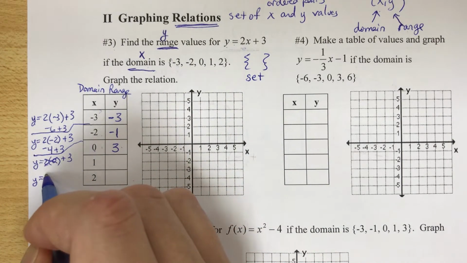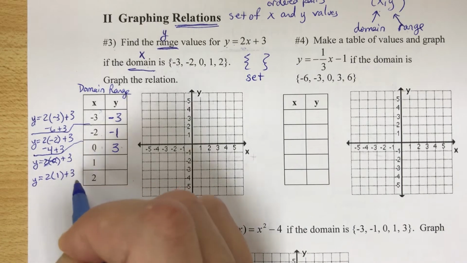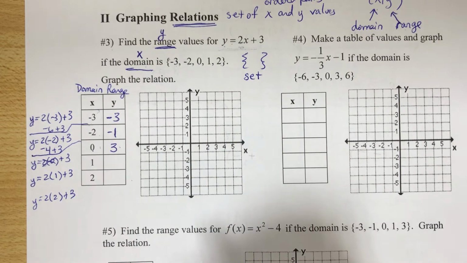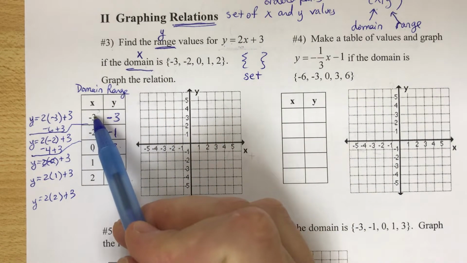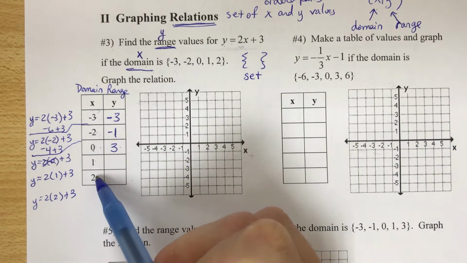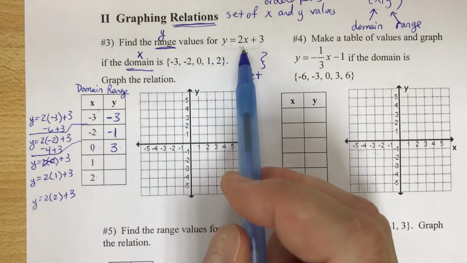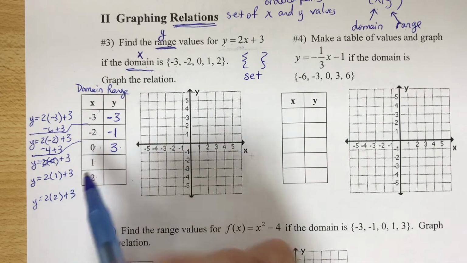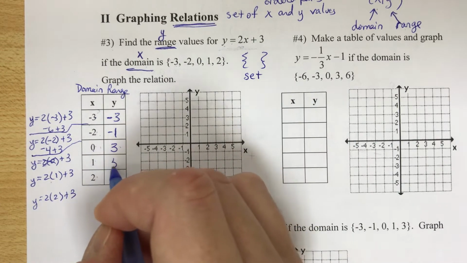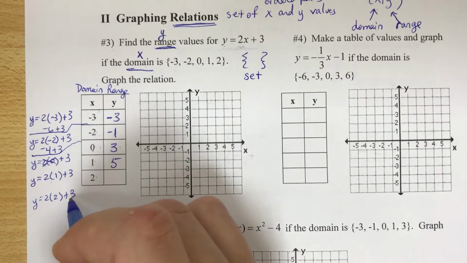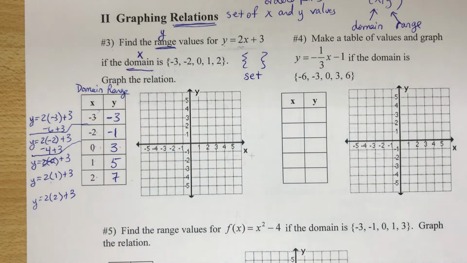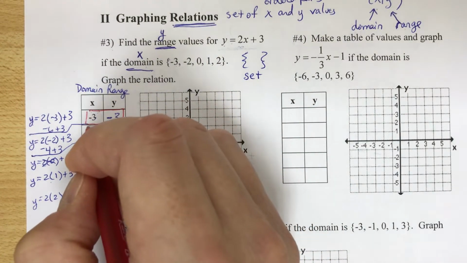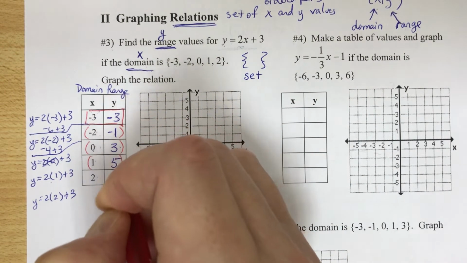Y equals 2 times 1 plus 3, and then y equals 2 times 2 plus 3. So what we're doing, we're taking each x value, each domain value, and substituting into this equation, and finding the y values. This would be 2 plus 3, which is 5, and this is 4 plus 3, which is 7. And now the cool thing is, we have a set of ordered pairs. I could even use parentheses here.